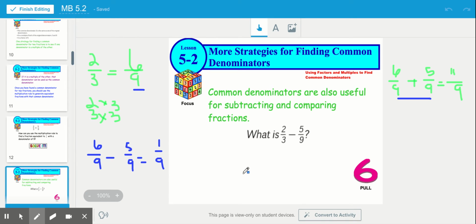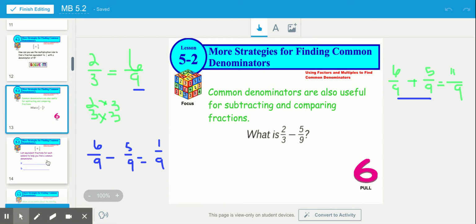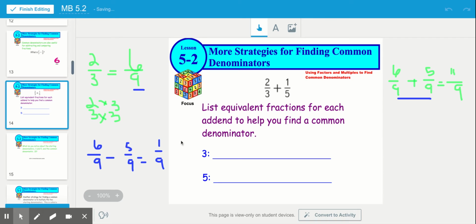So you'll see that it still works. It works for either addition or subtraction. We still need to have that common denominator. And that should be review for you because I know that's something similar to what you've learned in 4th grade and we've talked about throughout 5th grade.